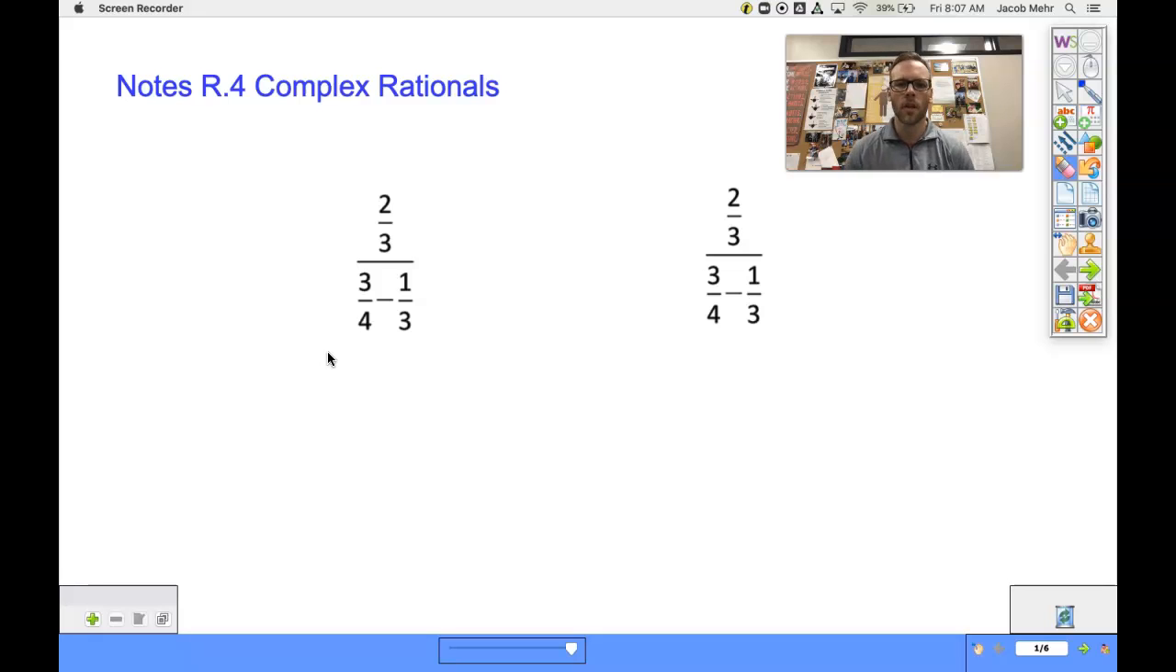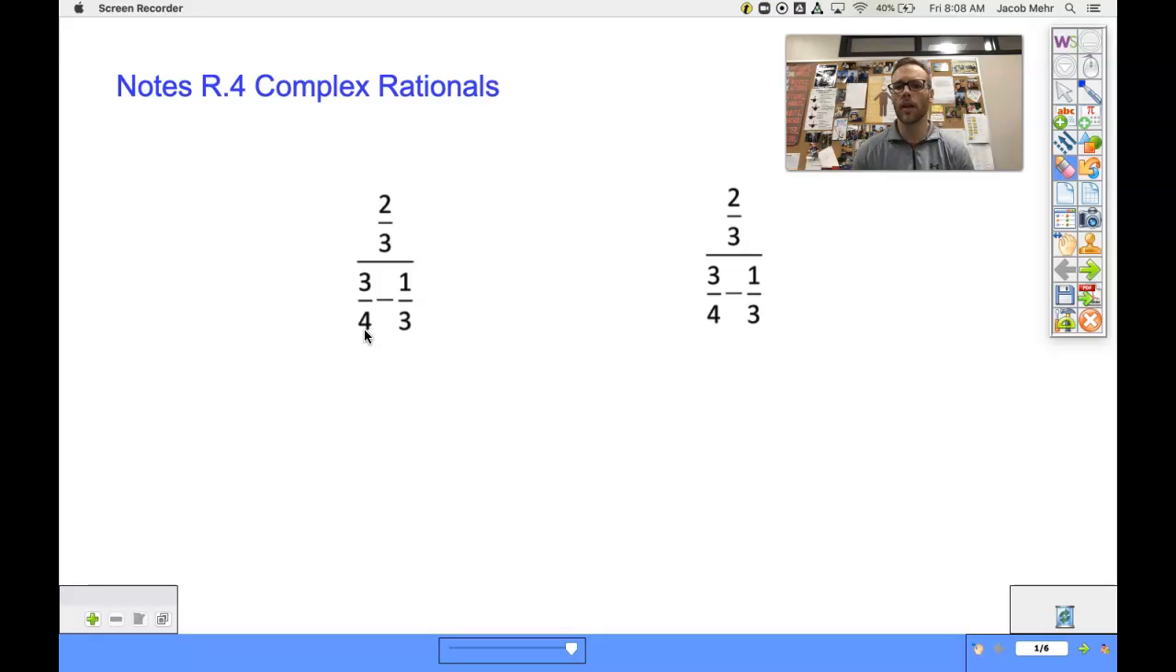All right, hey everybody. So today is going to be our last lesson before we start graphing rational expressions, which is going to be super fun. We're going to have some really neat graphs, but we're going to be dealing with complex rationals. So remember that a rational expression is a fraction whose numerator and denominator contain polynomials, right? So expressions with x's in it.